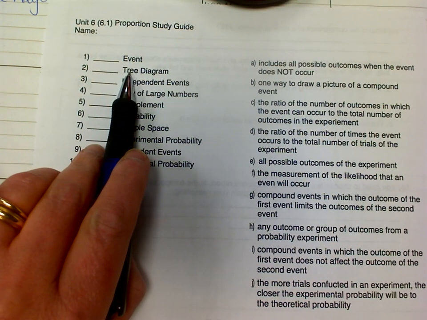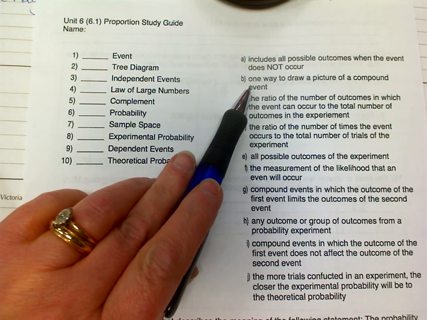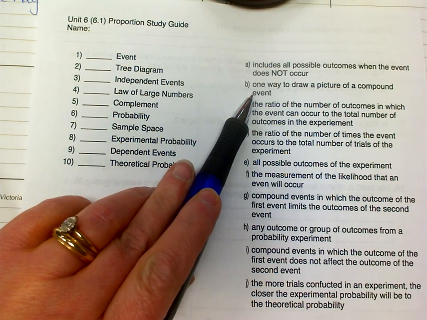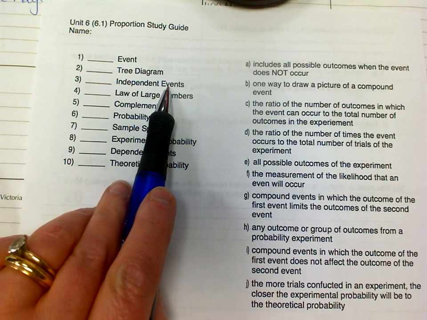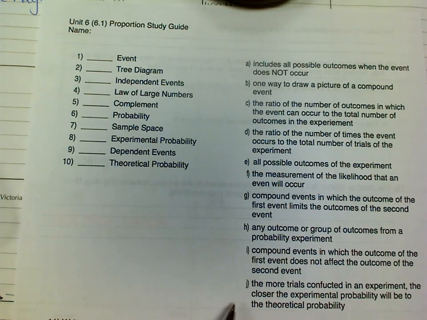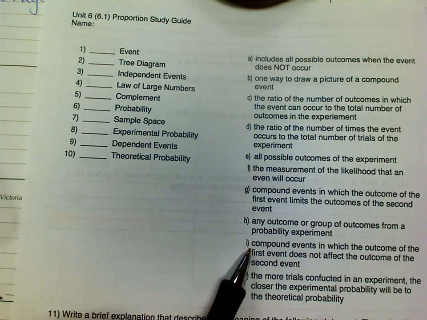Tree diagram. One way to draw a picture of a compound event. So tree diagram would be B. Independent events. Compound events in which the outcome of the first event does not affect the outcome of the second event.